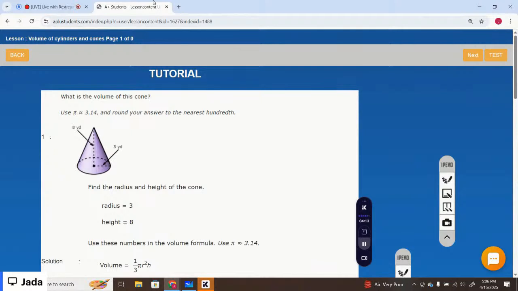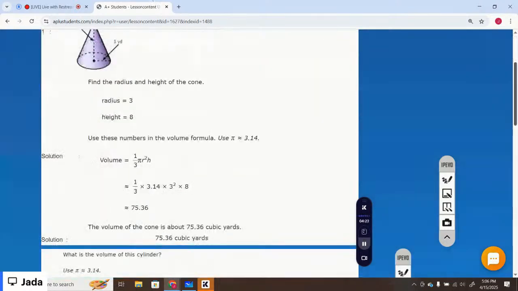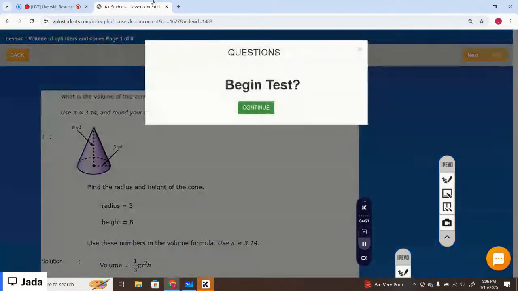What is the volume of the cone? We are given the cone and we need to find its volume. The volume of the cone is V equals 1 by 3 pi r square h. You are given the radius and the height of the cone. Just put all the values in the formula and you can calculate the value. Let's start with the test questions.